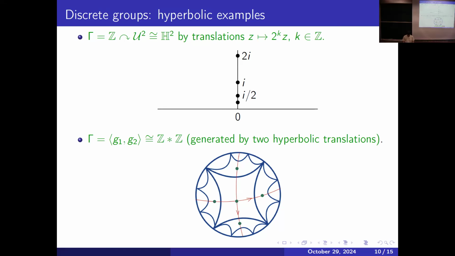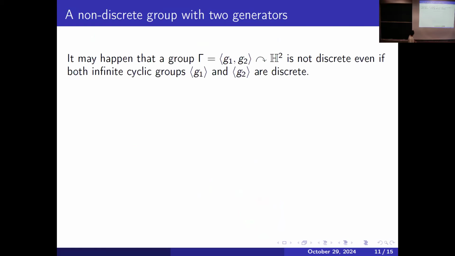So we considered examples of discrete groups of isometries. Okay, there is one interesting phenomenon in the hyperbolic space, that there exist non-discrete groups with two generators, even in the case when the generators separately give you discrete infinite cyclic groups, right?